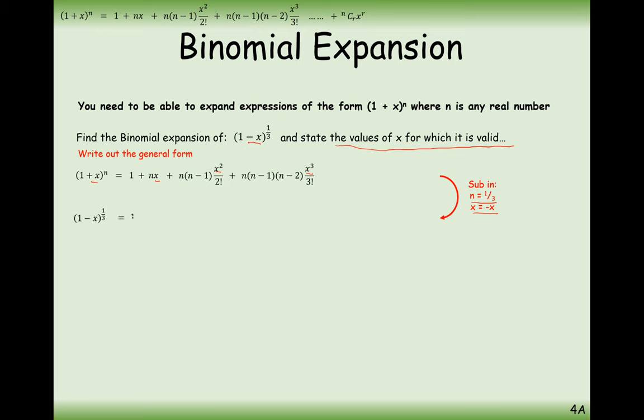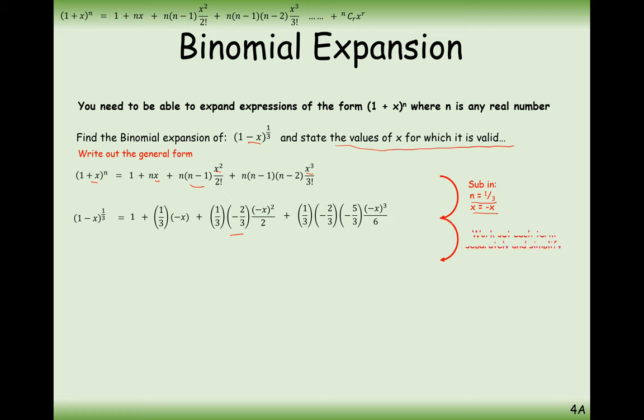So let's expand this, and we get 1 plus a third of minus x plus a third times minus 2/3 of minus x squared all over 2. So just a reminder that when you do a third minus 1, you get minus 2/3, so that's where the minus 2/3 has come from. It's come from this expansion here. And then in the last term, we're going to have a third times minus 2/3 times minus 5/3 times minus x cubed all over 6.